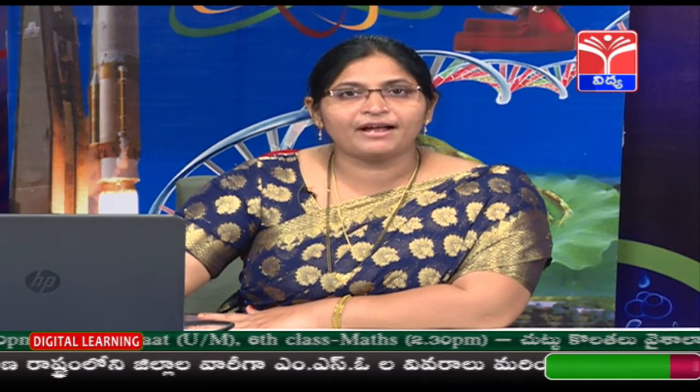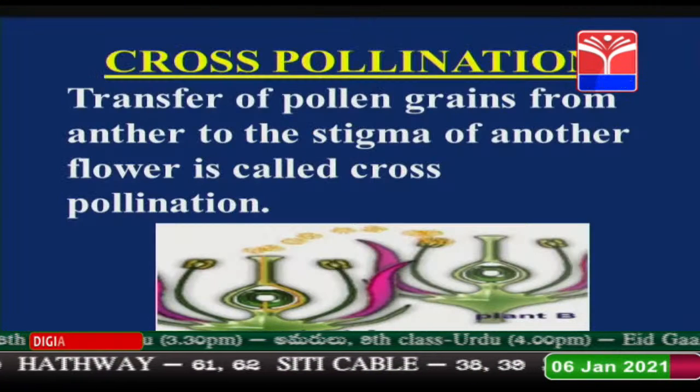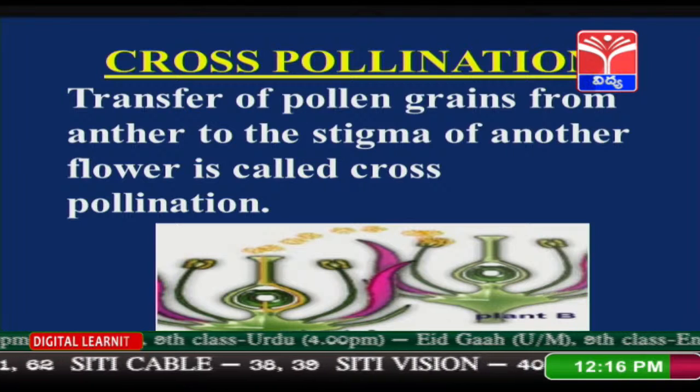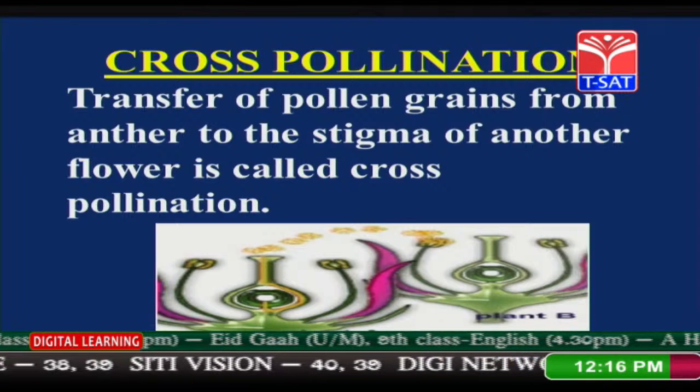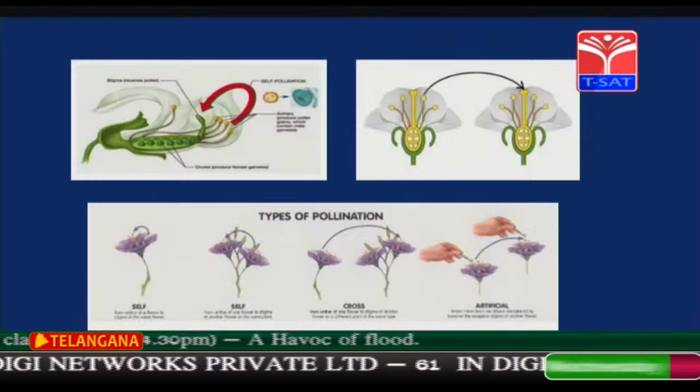If the pollination occurs in two different flowers, that means anther will be present in one flower, stigma will be present in another flower, the pollen grains will be transferring from one flower to another flower, then this is called cross-pollination. See here children, transfer of pollen grains from anther to the stigma of another flower is called cross-pollination. See here how the pollination is occurring here.